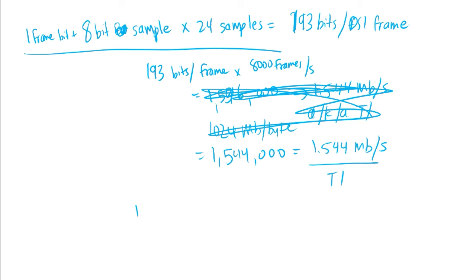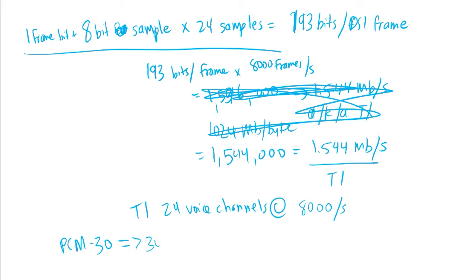The T1 can carry 24 voice channels at a sample rate of 8,000 per second. Now in Europe, they use a PCM30, which is 30 channels compared to 24.